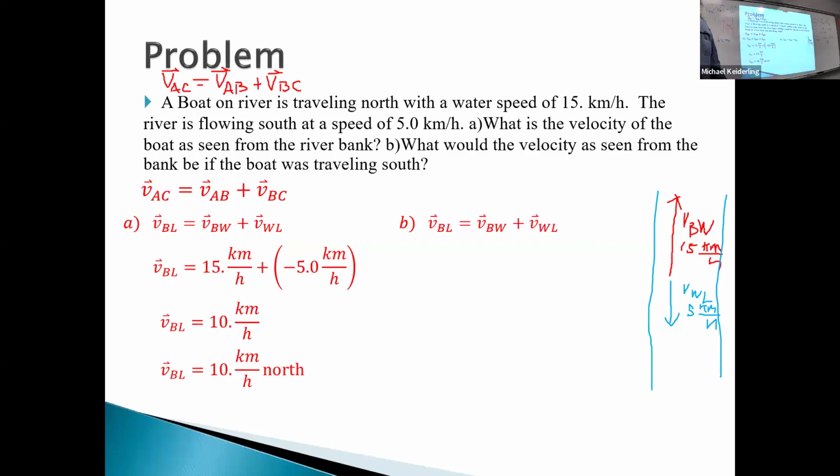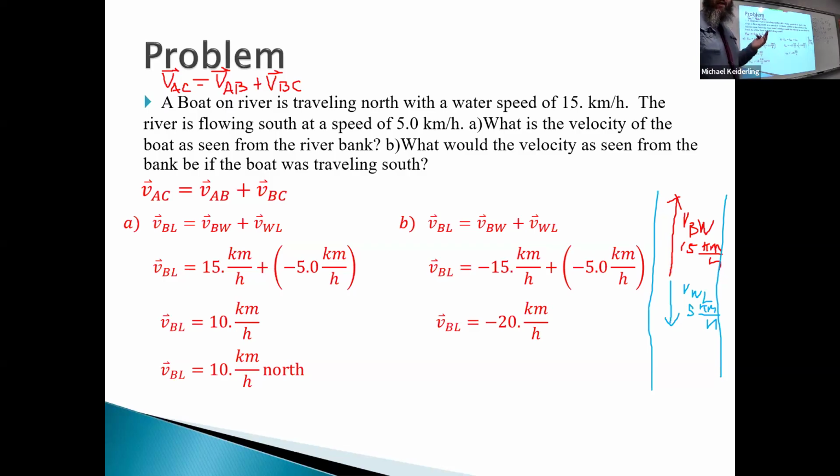We could also do it if the boat was traveling south on the water. So this would be minus 15 kilometers per hour plus minus 5 kilometers per hour. And that is minus 20 kilometers per hour, which is 20 kilometers per hour south. Negative because it's the opposite direction. And it's faster because now the boat's going with the water. So the water is speeding it up as opposed to going against the water, where the water would be slowing it down.